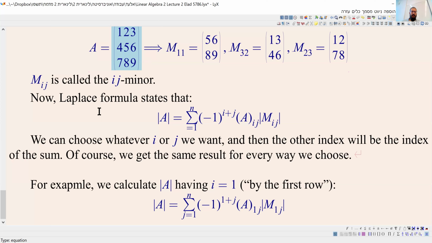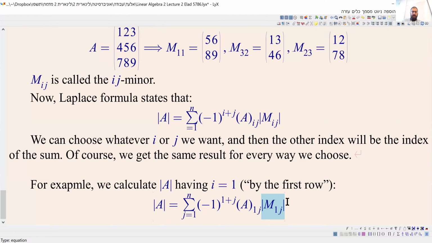You calculate the determinant of A using determinants of the minors, which are matrices of order lower by 1. If you have, for example, a 6 by 6 matrix, the minors will be 5 by 5. Each one of them will require the determinants of minors 4 by 4, and so on.